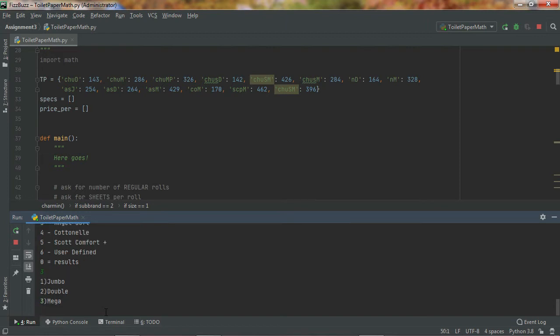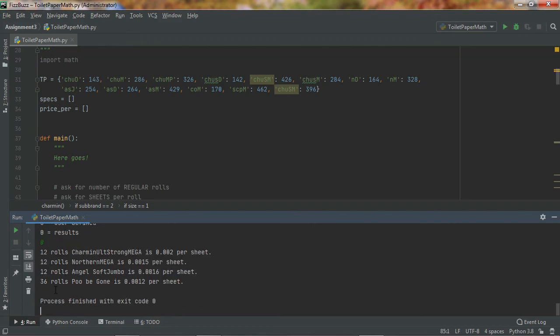Here we go. Poo Be Gone is the name of this user defined one. And then we're going to look at the bottom, at the actual small writing on the package of the toilet paper, and find out how many sheets are in each roll. All right, so here we go. There we go. And then we are going to find our final and see which one had the best deal. There you go. And that's it.